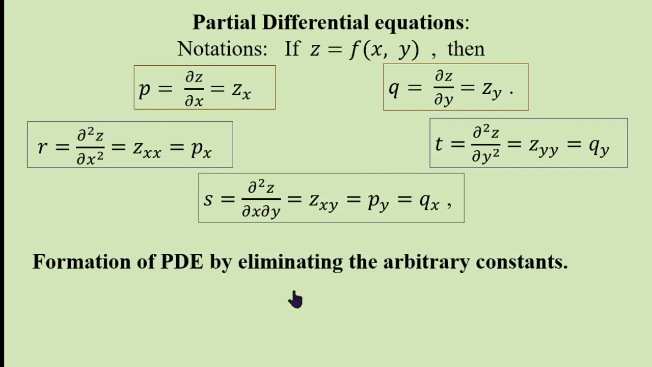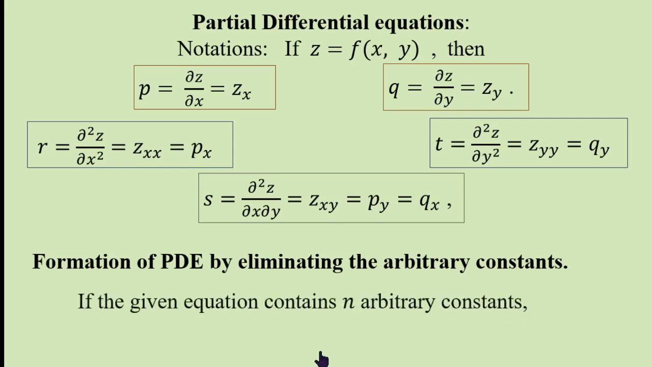Okay. Now, formation of partial differential equations by eliminating the arbitrary constants. If the given equation contains n arbitrary constants, then order of the partial differential equation becomes n minus 1. Just remember this concept. Suppose there are two arbitrary constants, then you are able to obtain the first order partial differential equation.